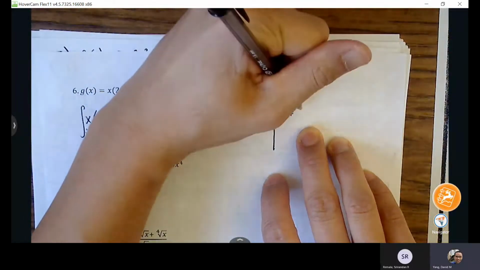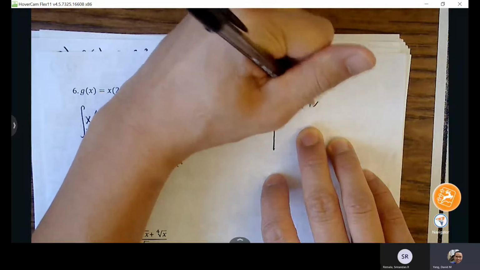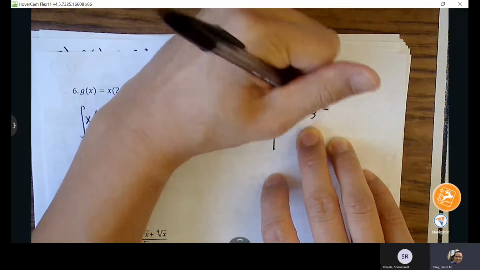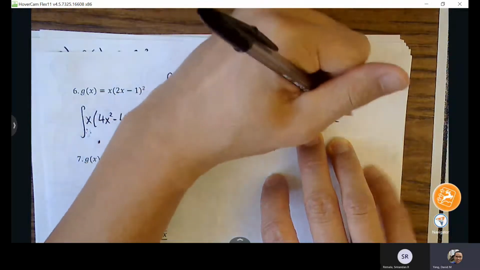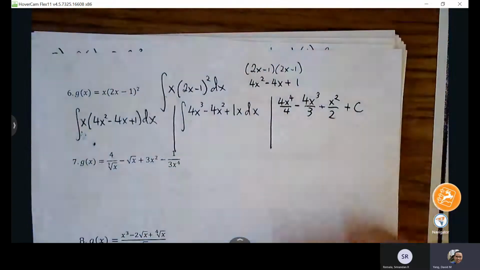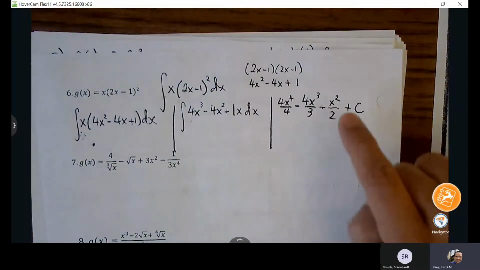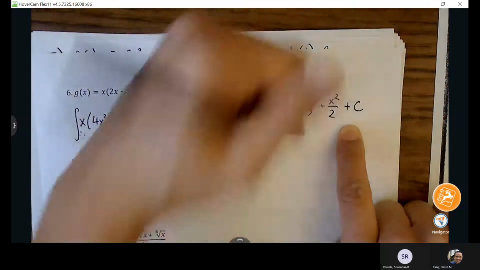Add 1 to the exponent and divide by the new exponent. And then for a general antiderivative, we're always going to have a plus c.